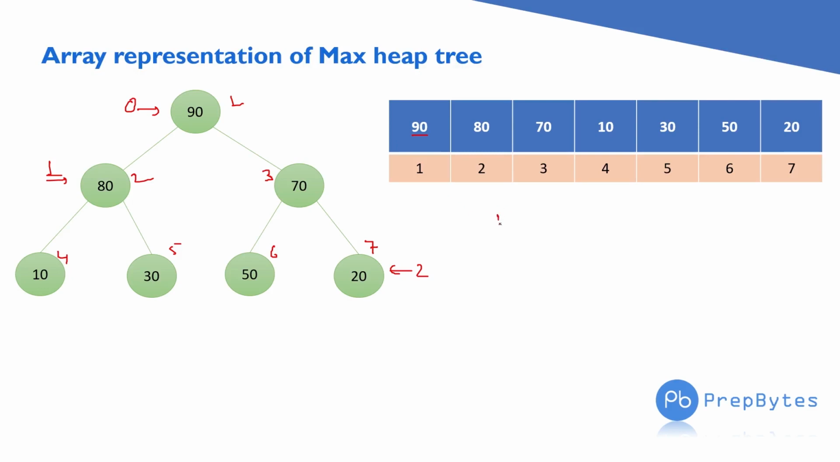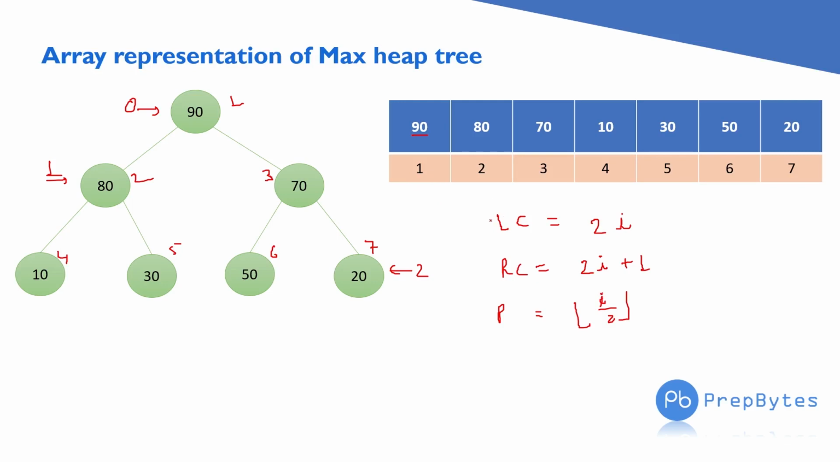These are the formulas. The left child is given by 2 into I. The right child is given by 2 into I plus 1. And the parent is given by the floor of I divided by 2. So this is the left child, right child, and the parent. And remember, this I is starting from 1, not from 0. So these formulas are for index starting from 1.